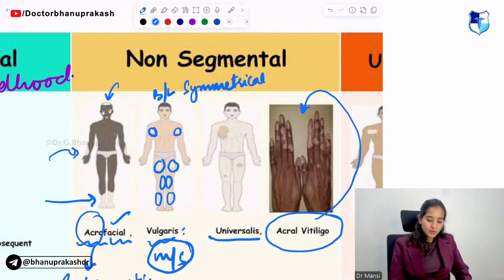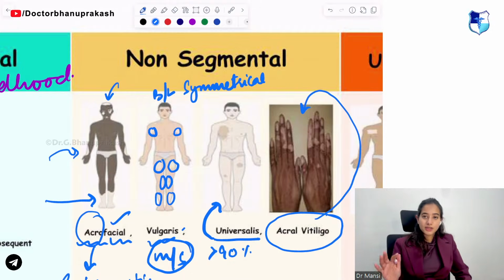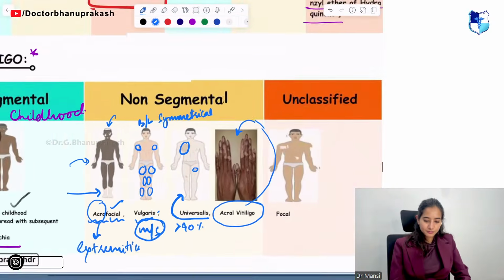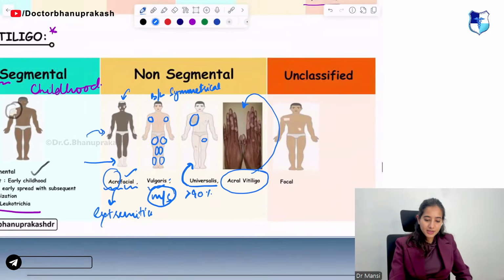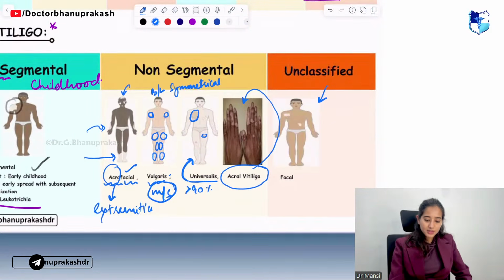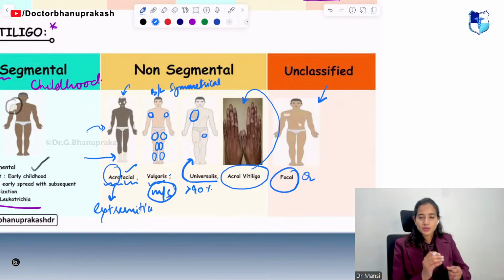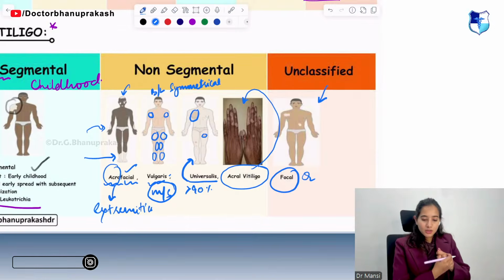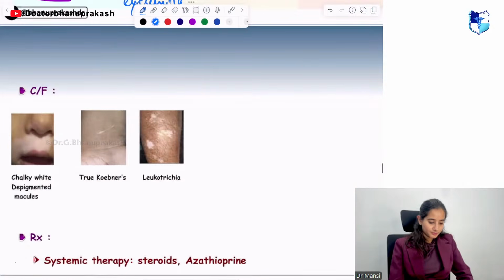Then we have a universal variant, where you can see more than 90% of the body undergoing depigmentation. Only this small patch of pigment is still left. Then there is the unclassified type, where we have focal vitiligo. There is a focal loss, somewhere all of a sudden with no particular distribution. Some foci of depigmentation will be there. So that is focal vitiligo, and this image has been asked as unclassified as well.